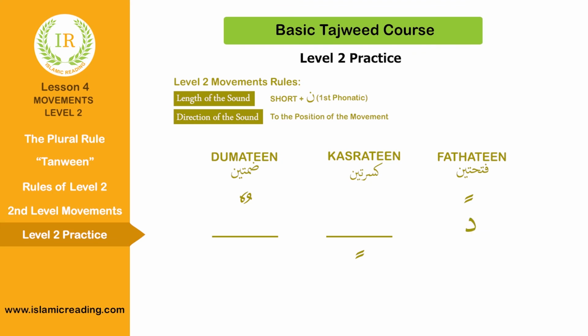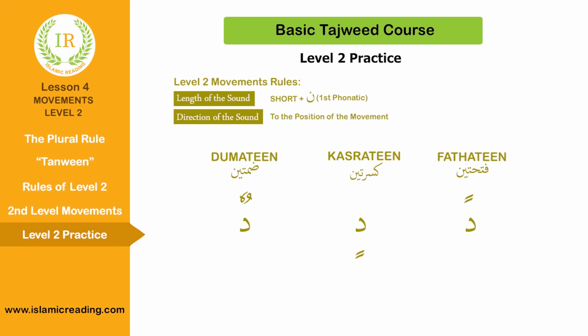We know that the phonetics for the Dal are D, A, L. And we have to use the first phonetic. So with the Fathatain, the sound is going to be short, up, and with the addition of the Noon, it will be Dan. With the Kasratain, the sound is going to be short, down, and with the addition of the Noon's first phonetic, it will be Din. And with the Dhammatain, the sound is going to be short, rounded, and with the addition of the Noon's first phonetic, it will be Dun.